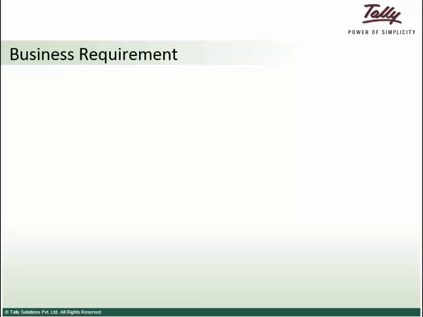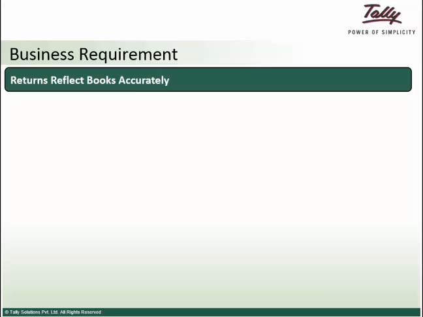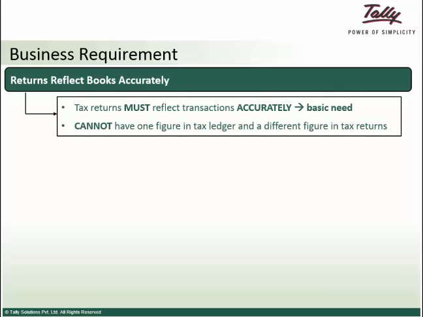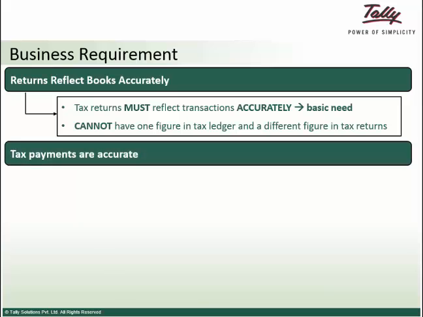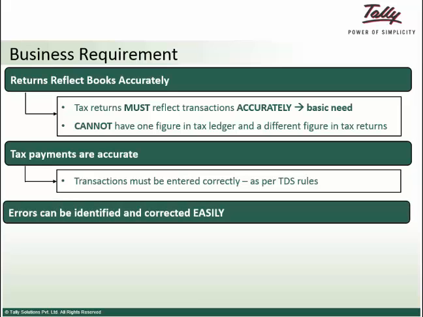Typically, every businessman would want to ensure that returns reflect books correctly. The tax returns must reflect the underlying transactions accurately. This is a basic need. We cannot have the tax ledger showing one figure and the tax return showing another. Tax payments are accurate. To ensure that the returns are accurate and tax payments are correct, transactions must be entered correctly as per TDS rules.